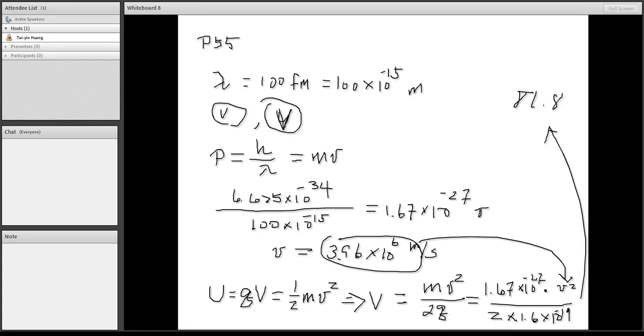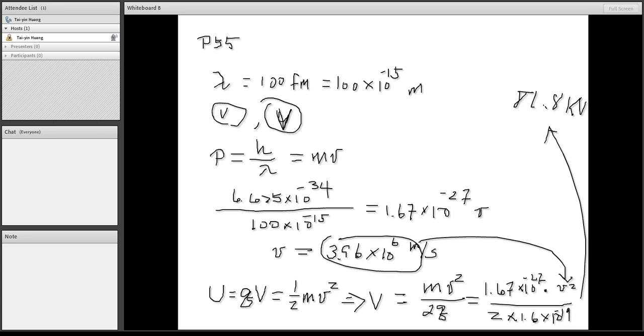81.8, and then that will be in kilovolts. Okay, so it's 81.8 times 1,000 volts. All right. So you can see that once you know the wavelength, you pretty much know everything else: the linear momentum, the frequency, the total energy of the system, and stuff.